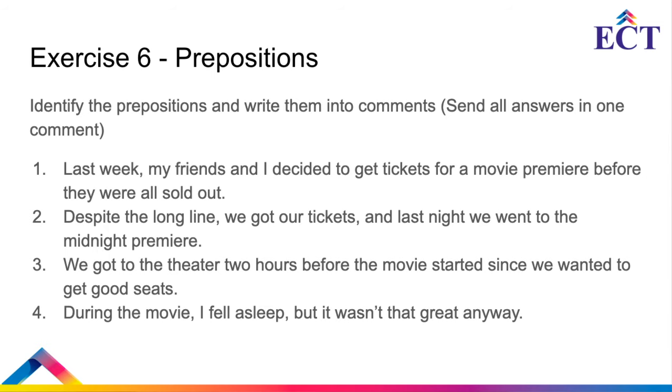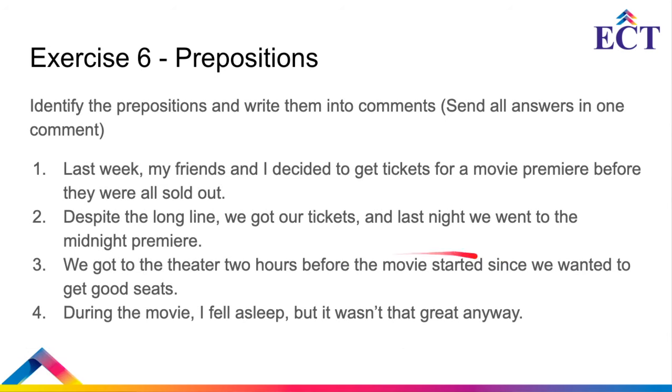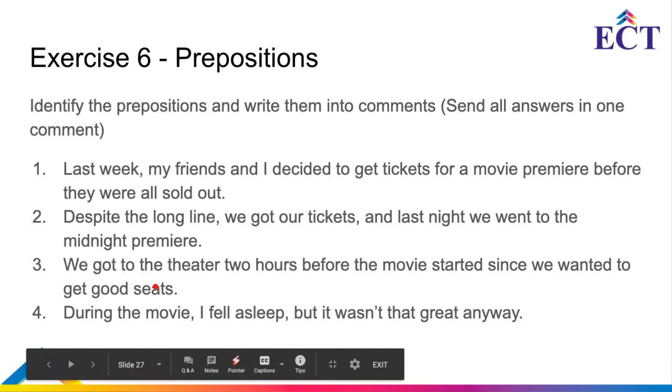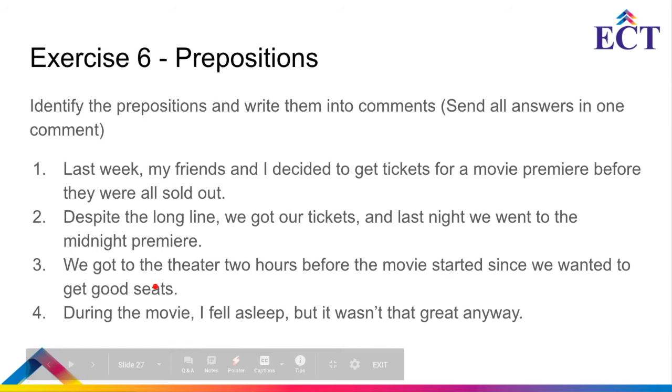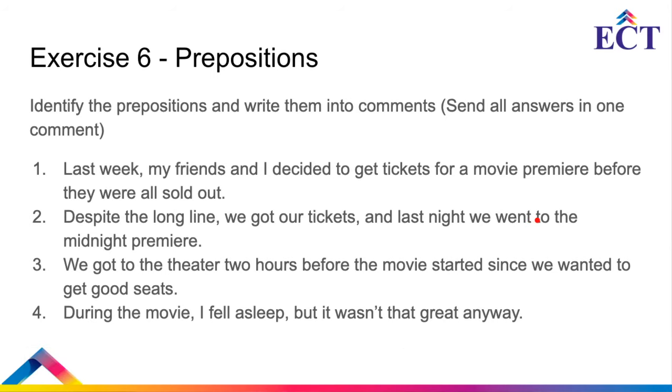We got to the theater 2 hours before the movie started since we wanted to get good seats. Now, a lot of people here might get confused. I am saying that in the second question we went to the midnight premiere, and this to became a preposition. But in the first case, when we say I decided to get tickets, or in the third case, we wanted to get good seats, why is to here not a preposition?